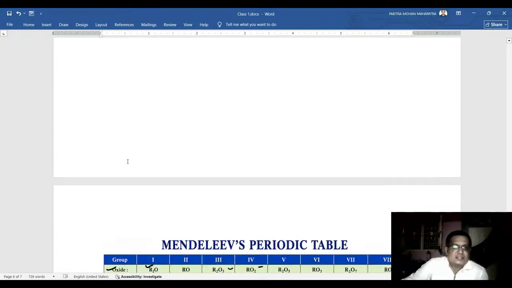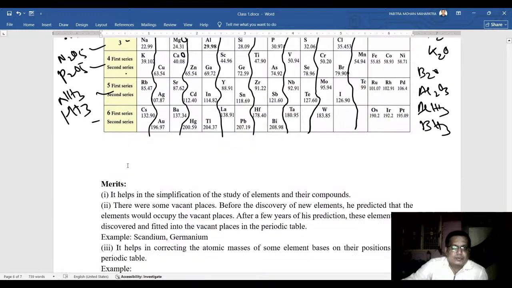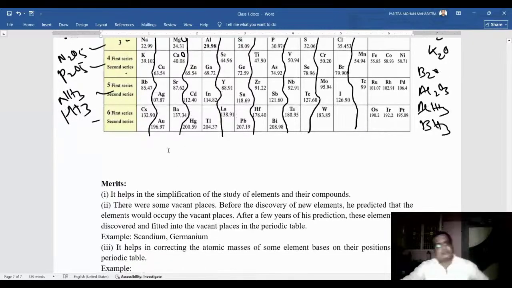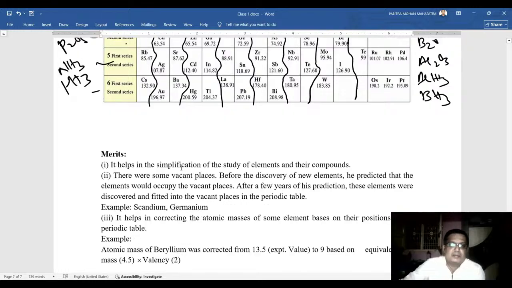Then, what are the merits of this periodic table? Why was this periodic table popular during this time? You already have seen there are different problems found. It is also difficult to apply such a type of periodic classification to other discovered elements. What are the benefits of Mendeleev's table?